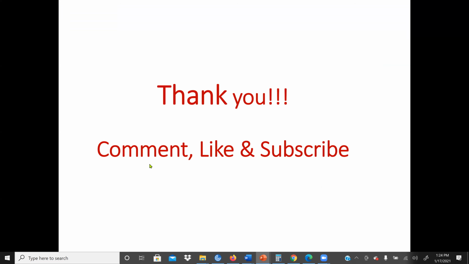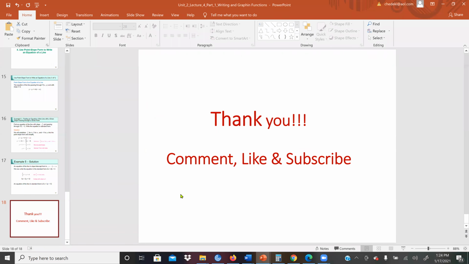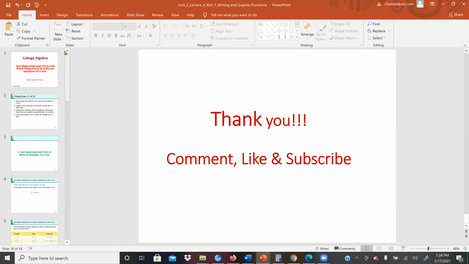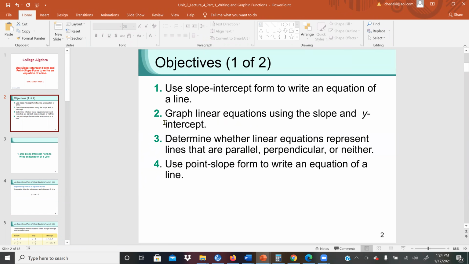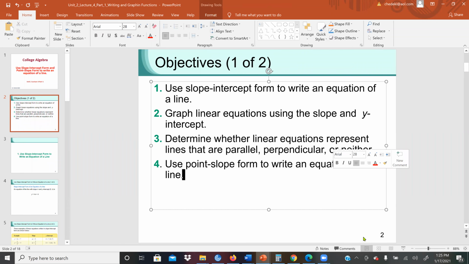So again, this will be the conclusion of our lectures. In this section, we learned how to use the slope-intercept form to write an equation of a line, and also how to graph a linear equation using the slope and y-intercept. We also learned how to determine whether linear equations represent lines that are parallel. Parallel means both lines have the same slope. Perpendicular means the negative reciprocal of the first slope will be the second. If neither of the two, then they are neither. I wish everybody the best, and I'm going to end here. Thank you.